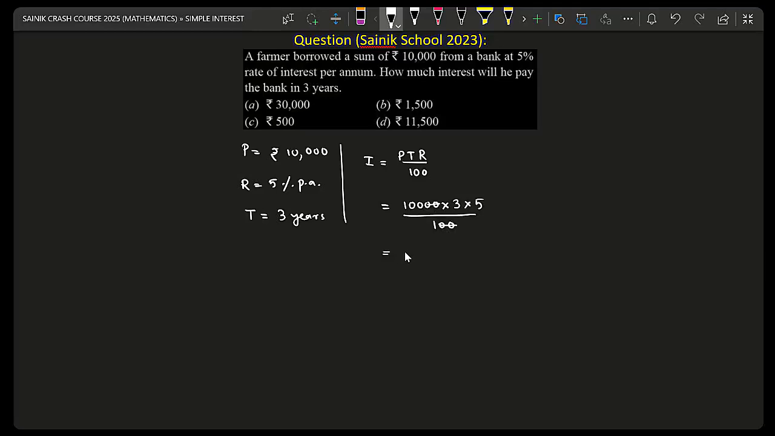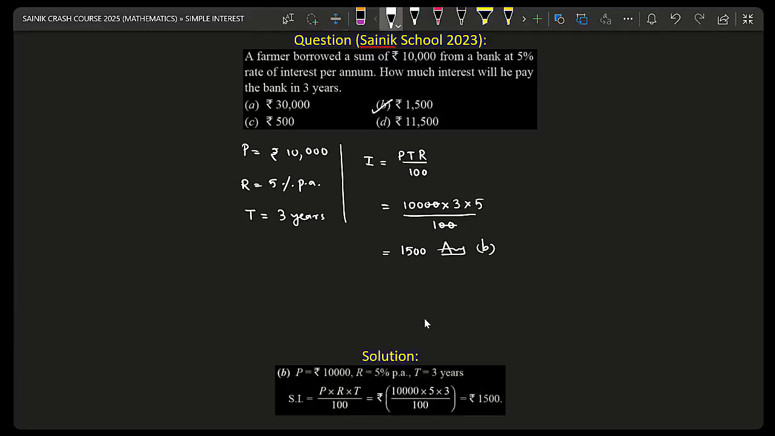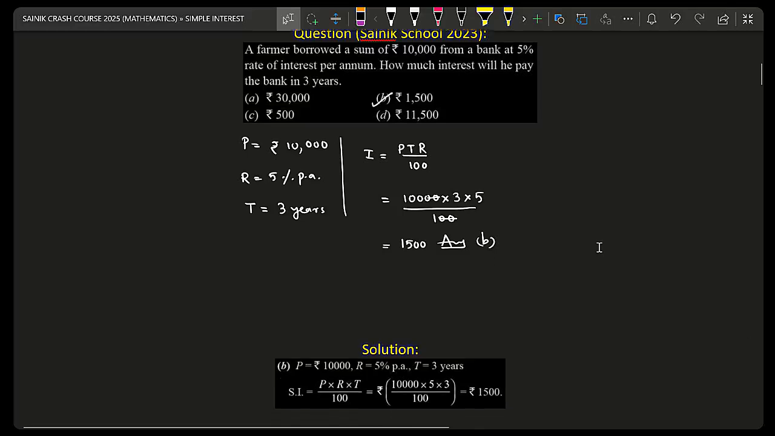And what is the product? Sir, 1,500. Yes, 1,500. Which option is correct, Rishika? Option B. Very good, Rishika. You can mute yourself. So this is a direct question. I is equal to PTR by 100 and you'll get the answer 1,500. So we use the simple interest formula PTR by 100 and we got 1,500. Direct question and simple one.